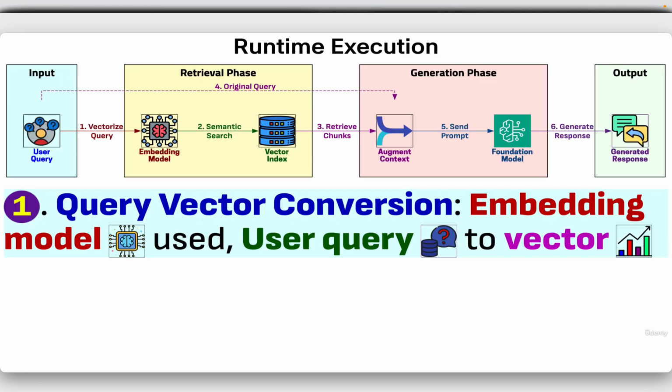Next topic is runtime execution. At runtime, an embedding model is used to convert the user's query into a vector representation. So during runtime, what will be the response? What we have seen is how we store the data. Now, what will happen at the runtime?